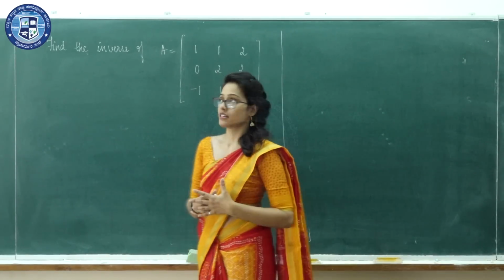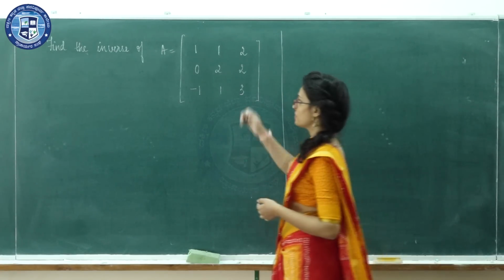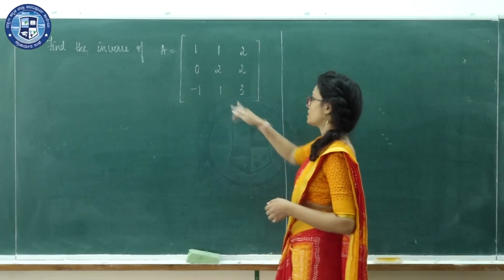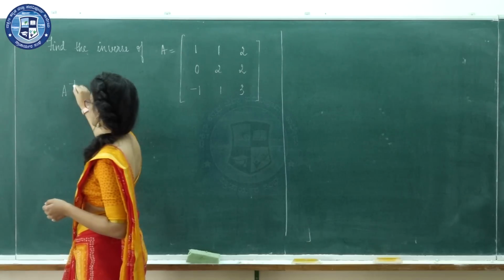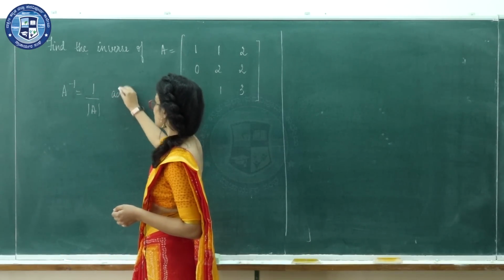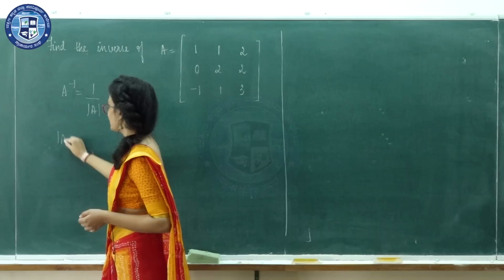Let us consider another problem. Find the inverse of A, the given 3 cross 3 matrix 1, 1, 2, 0, 2, 2 and minus 1, 1, 3. Okay. So we have the formula A inverse is equal to 1 by determinant of A into adjoint of A. So let us find the determinant of A first.